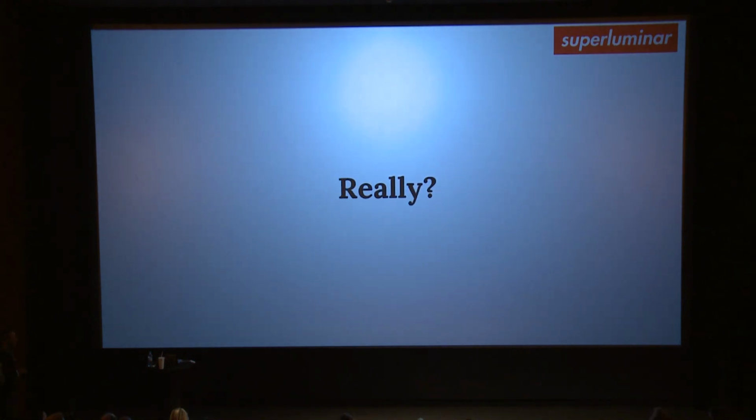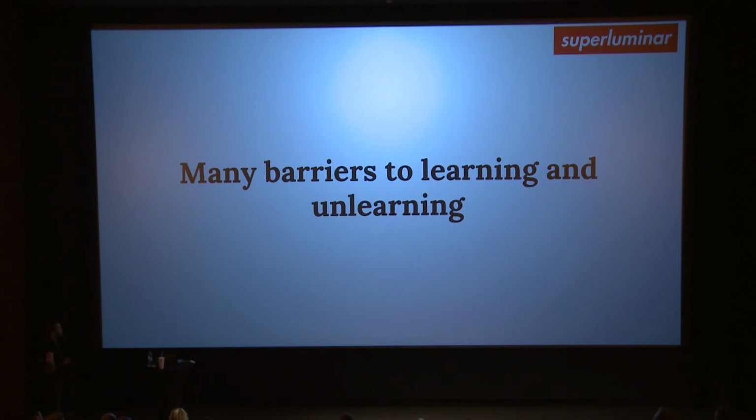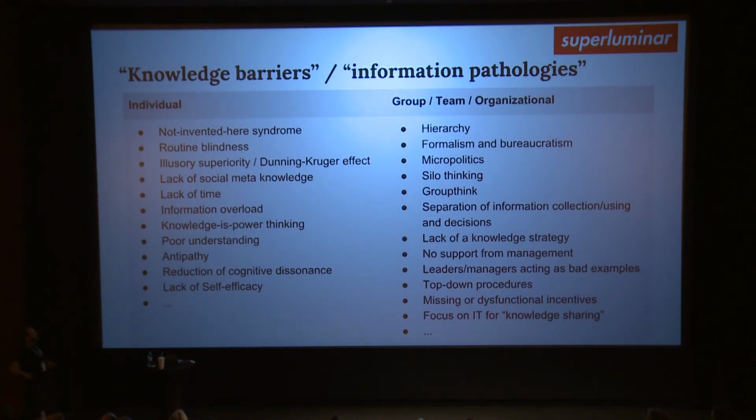Okay, sounds easy, and the problem is it isn't, because there are actually many barriers to learning and unlearning, and this is actually people and teams and systems. So as you see, I like lists. I give you a few seconds, just look around here. So this is called knowledge barriers or information pathologies. This is coming from a doctor thesis in psychology. So actually this is all psychology.